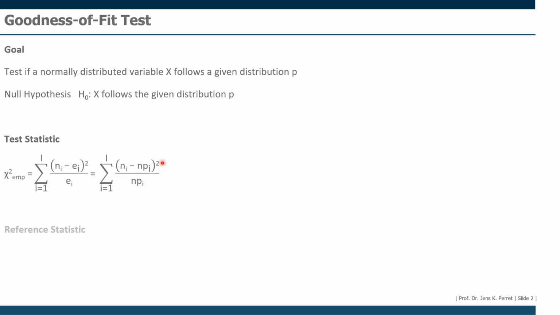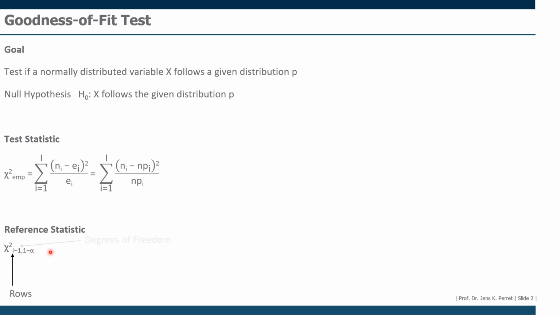Once we have this test statistic, we can also look up a reference statistic, which here also is pretty straightforward. Just chi-squared I minus 1, 1 minus alpha. Alpha is the margin of error. The I, that's how many different groups I'm going to compare here. That's actually how many p_i's I do have here. If I'm comparing four different groups, have the probability for each of these groups, then I'm going to use 4 minus 1, so I'm looking up 3, 1 minus alpha.